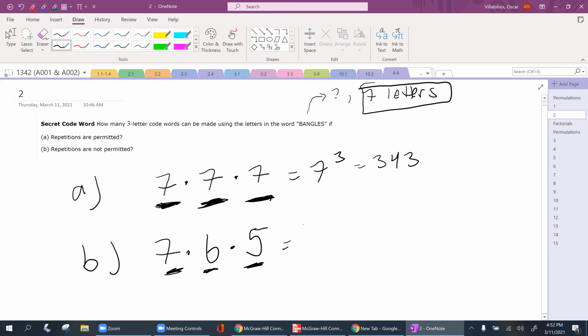So this is just going to be, I would just plug it into the calculator. 7 times 6 times 5. Right, this gives me 210.